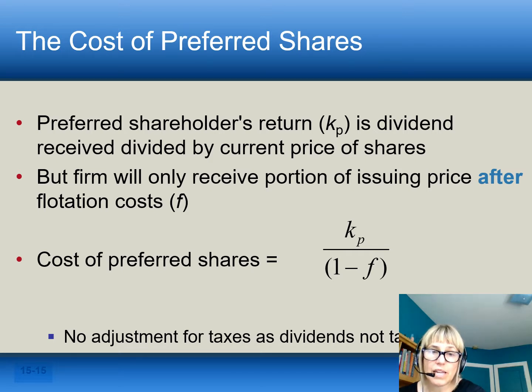In other words, say our cost of preferred shares for a new issue of preferred is 10%, and our flotation cost is going to be 2%. Then we're going to take 10% divided by 98% to figure out our actual cost of preferred shares. Remember, there's no adjustment for taxes because dividends are not taxable.